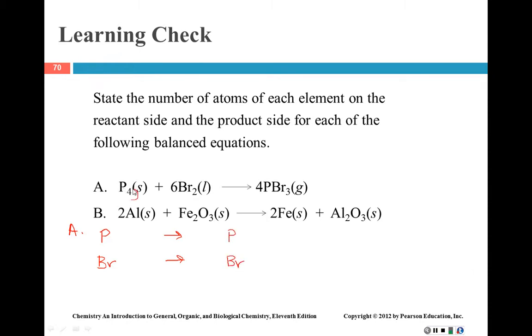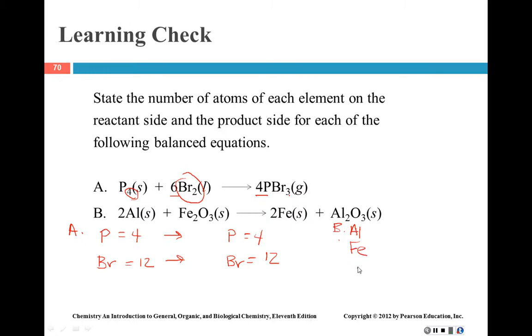And so I've got 4 phosphorus atoms and 6 times 2, which is 12 bromines. Everybody see where I got that? It's Br2 is the molecule, so I have to multiply that by the coefficient to get the total of 12. Then I've got 4 P's over here, and 4 times 3 is 12 over there. So I'm balanced.